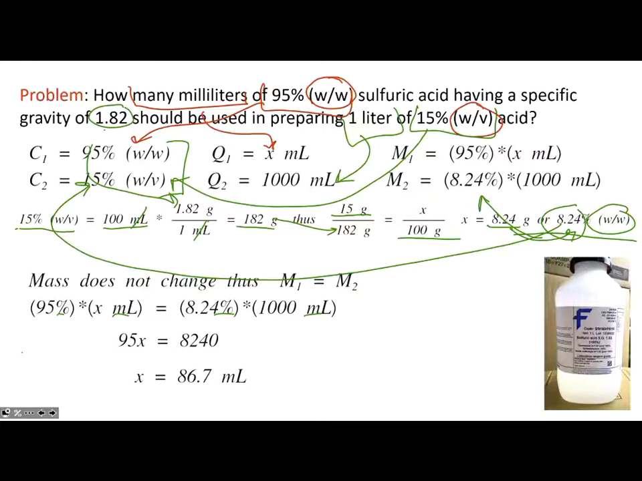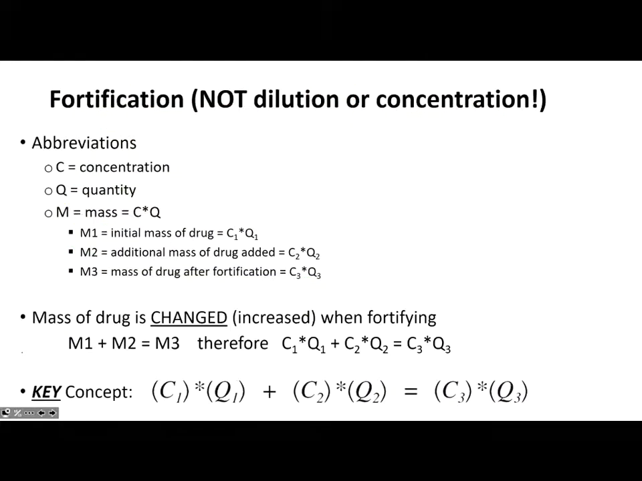All right, so I need 86.7 milliliters of the 95% sulfuric acid. If I dilute that amount up to a liter, I will get a final concentration of 15% weight per volume. All right, we're almost done. We've got 2 more questions to do, but we're going to change topics here a little bit.